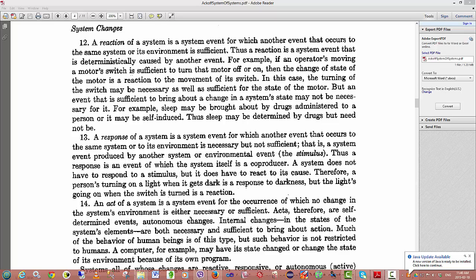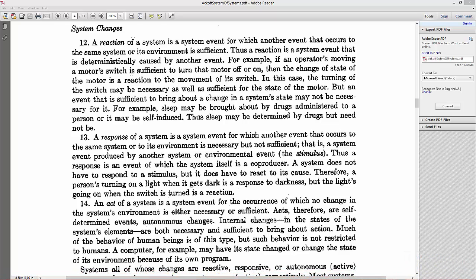Welcome to this, our second video on Ackoff's paper Towards a System of Systems Concepts. In the first video we looked at the definition of a system. In this video we'll be looking at the notion of system changes. In order to understand change in systems, we need to understand the notions of reaction, response, and acting. Understanding these three concepts will also require us to understand conditionals, or the difference between necessary and sufficient conditions.